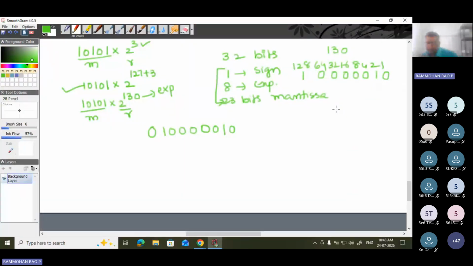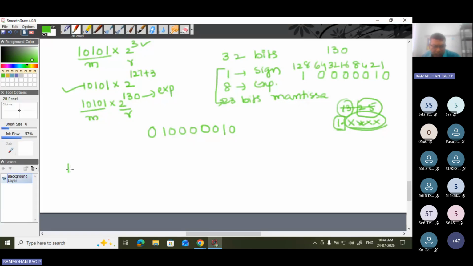Our mantissa is something which comes after the dot. In 13.25, we are talking about this part. 13 we don't have an issue with, right? We converted this into 1 point something, and that is already stored, assumed. We are dealing with something which is there after the dot.